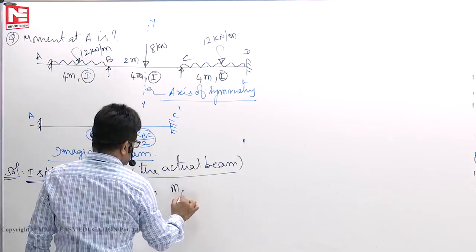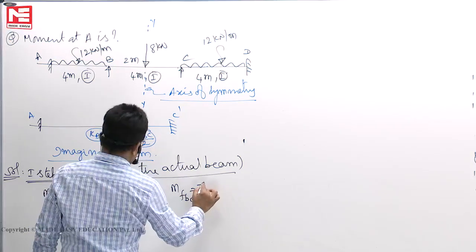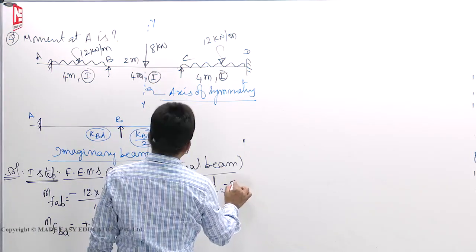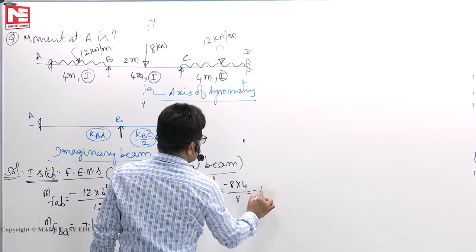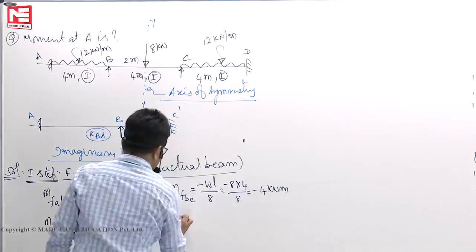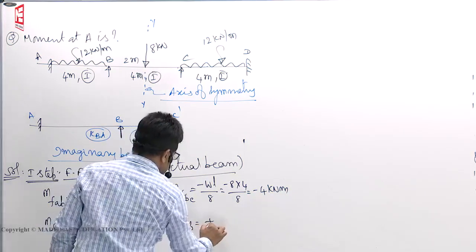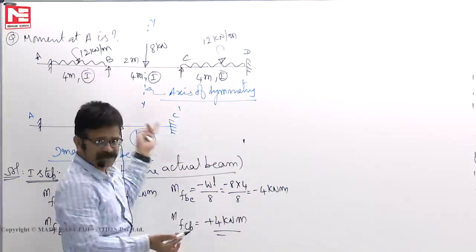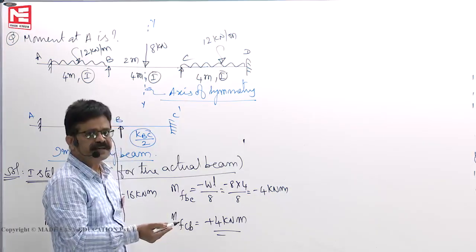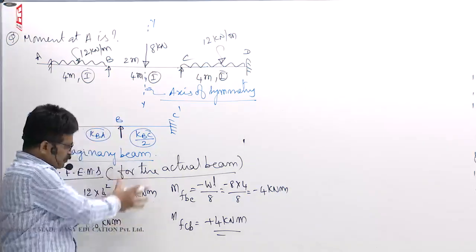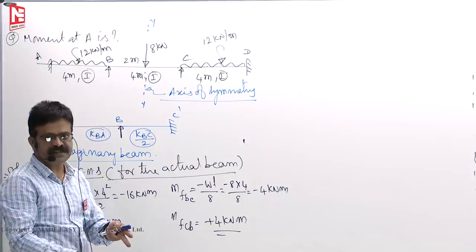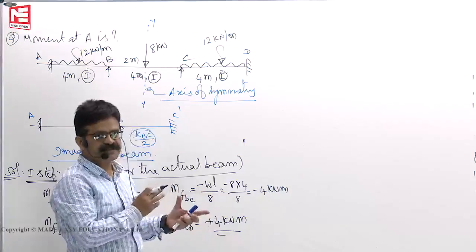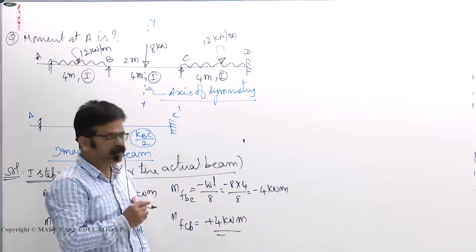Then MFBC, minus WL by 8. Minus WL by 8 means minus 8 into 4 by 8. So minus 4 kilonewton meter. MFBC. MFCB plus 4. Enough up to here. This CD span, AB span same. We don't have to write them and waste the time in the exam. First problem I have given this one. Second problem onwards, this also you can strike it off. But the first problem I am giving completely because we must know what is the process involved in solving the problem.